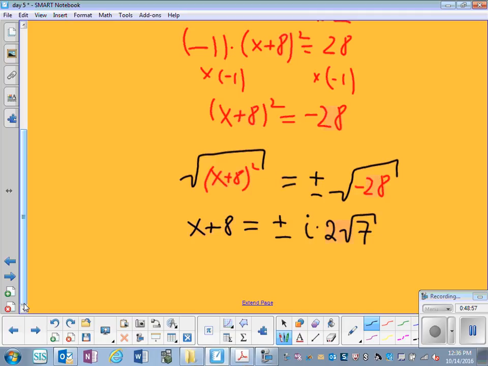Thank you. Okay, so does everyone see where these 2 square roots of 7 come from? So now what? I still need to solve for x, right? Minus 8, minus 8. So x equals negative 8 plus minus. That's our final answer. Questions? Okay.